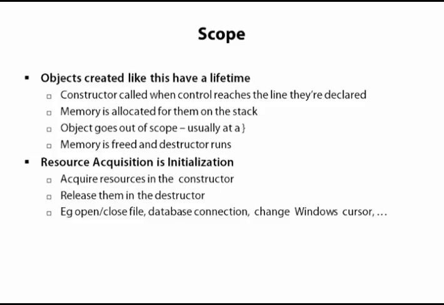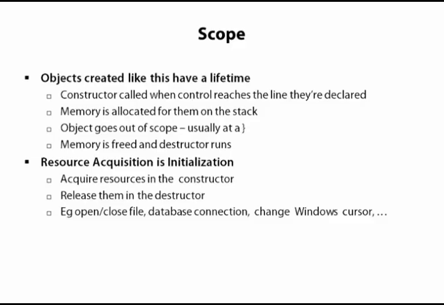And this pairing up, that the resources are acquired in the constructor and released in the destructor, means that developers really don't need to think about it. They create an object on the stack, constructor goes off, stuff gets acquired. Later, it goes out of scope, destructor goes off, stuff gets released.